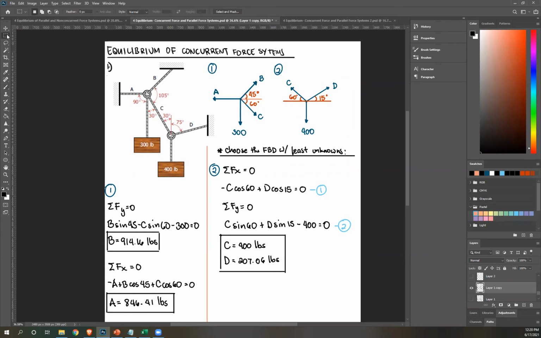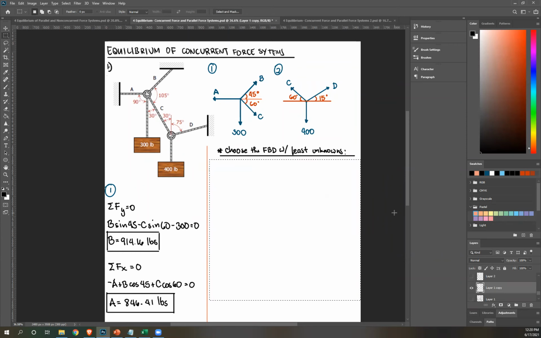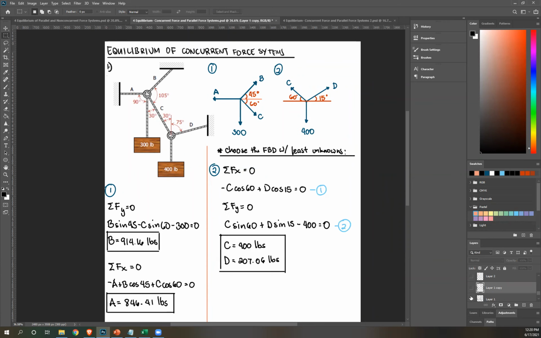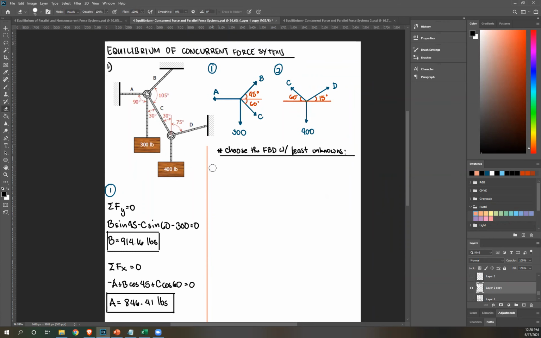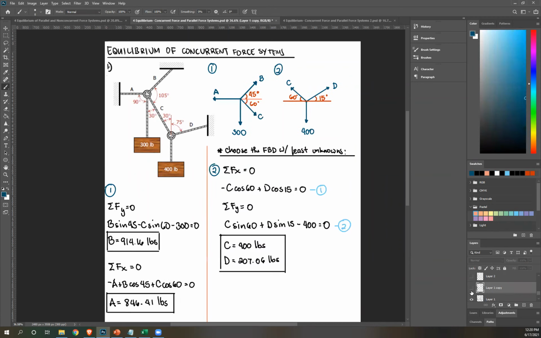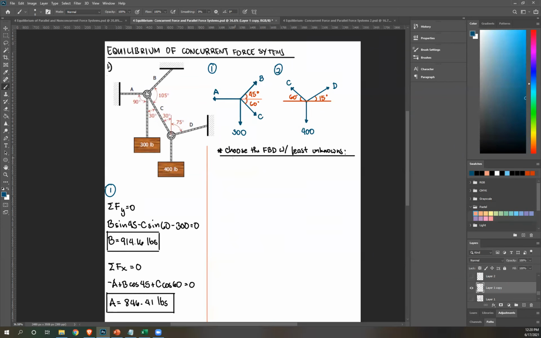So this is your method number 2. Now, you've noticed from the first method, I had to do simultaneous equations to solve for the unknowns. Now there's a way to solve around that, and it's by rotating your free body diagram. Okay, so that's your method number 2.